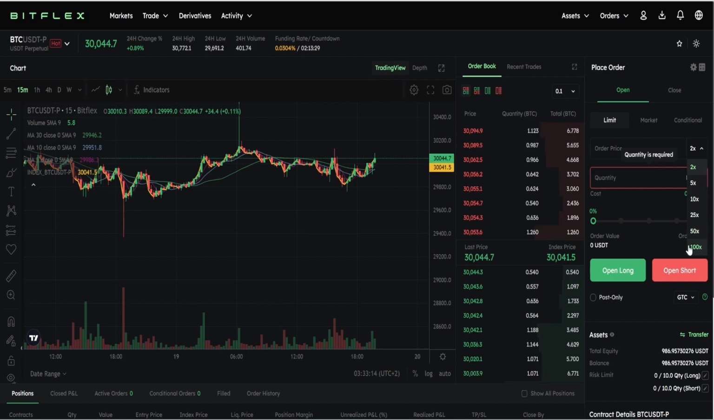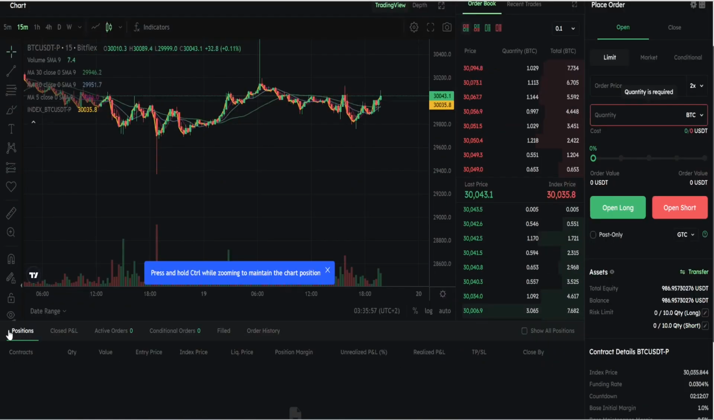And of course, I would never recommend 100x if you're not a very, very experienced trader yourself, but a lot of us are going for 10x. When you are looking at the bottom here, you have your positions, you have your active orders, conditional orders, filled, and order history. And on the right, you can see the amount of money that you have, and you can see it right now in USDT.